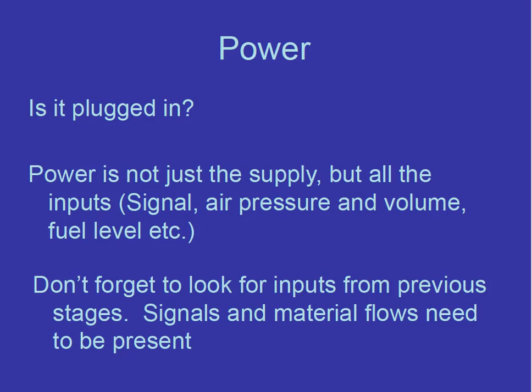So let's read here. It says, don't forget to look for inputs from previous stages. Signals and material flows need to be present. So as I said in the beginning, you can divide your circuit into blocks, and you should see whether you are getting the right input, right output from the previous stage. So this is important, and this troubleshooting you can actually do component wise also, like each component attached. At the output of that component, you can see if you're getting the right amount of current or voltage.